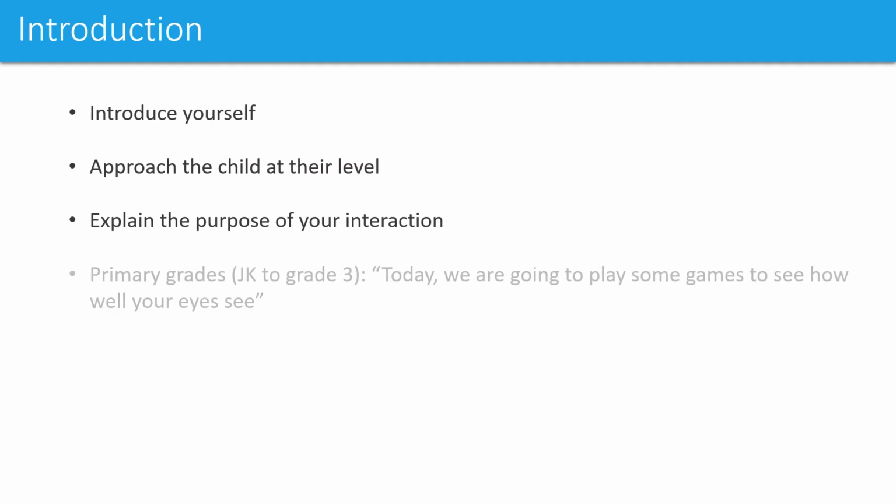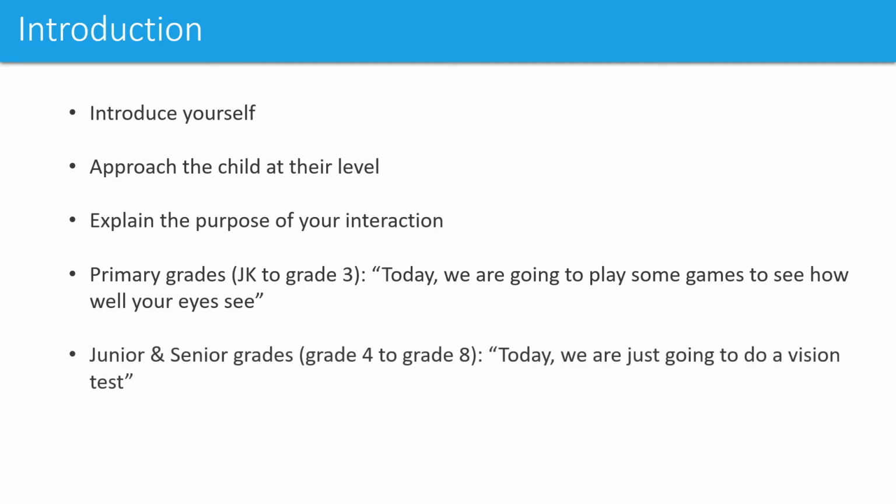For example, in the primary grades, JK to grade 3, you might say, today we're going to play some games and see how well your eyes see. In our junior and senior grades, grade 4 to grade 8, today we are just going to do a vision test. For those children, the majority of them understand what that means. If it's possible for the primary grades, be sitting down. Again, we want to make sure that we're at eye level with the children and not standing looking over top of them. When describing the purpose of your visit, you must take into account, again, the age and grade of the child. That's always the number one thing.